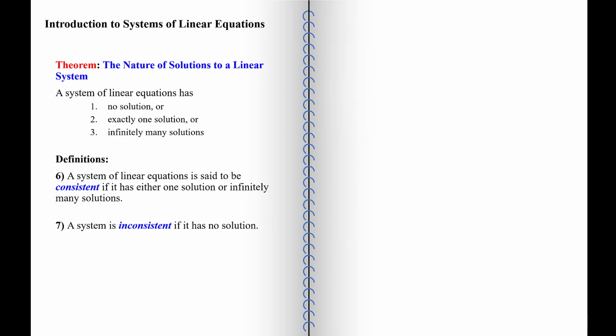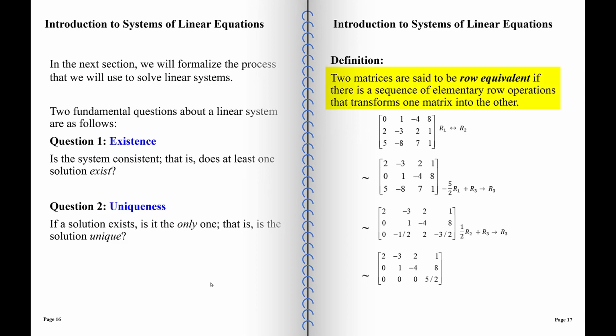So let's return to where we were in our video notebook before we went back and reflected on this theorem. We were about to introduce the notion of row equivalence. So, another definition. Two matrices are said to be row equivalent if there is a sequence of elementary row operations that transforms one matrix into another.